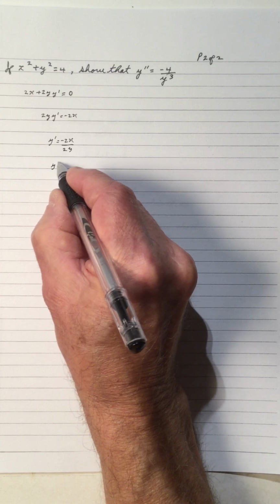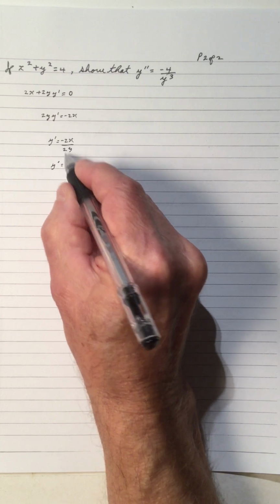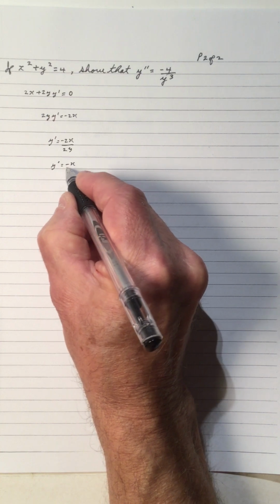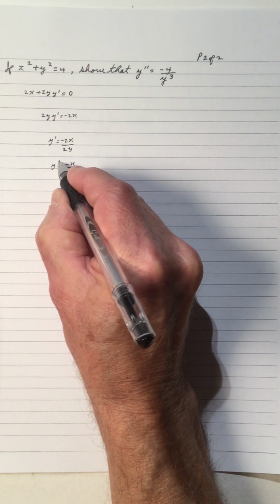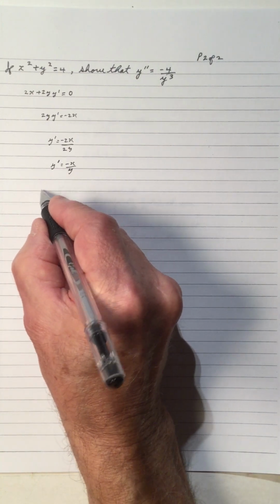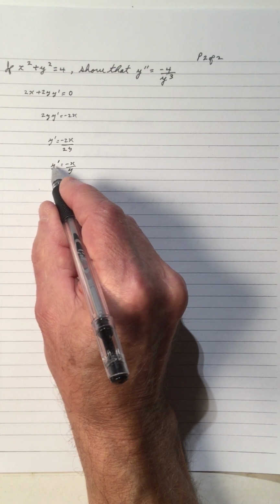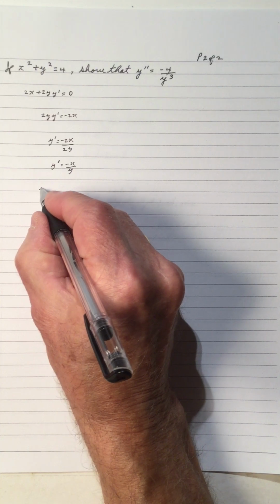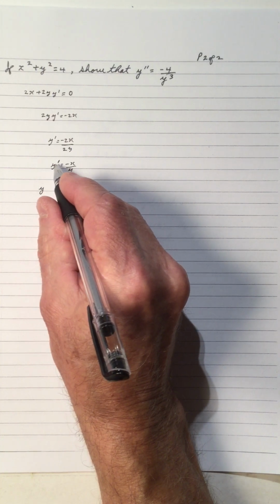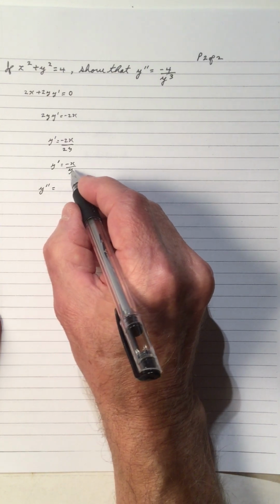So y prime is equal to, the 2's cancel out, negative x over y. So that's the first derivative. Now let's do the second derivative. This is the first derivative, so the second one is d/dx again, the derivative of y prime is y double prime, and we do the derivative of this quotient.